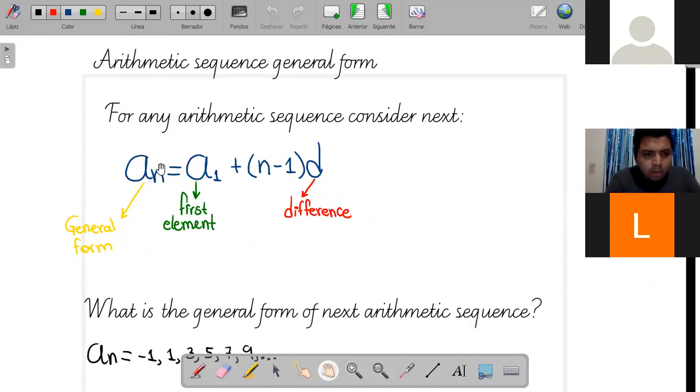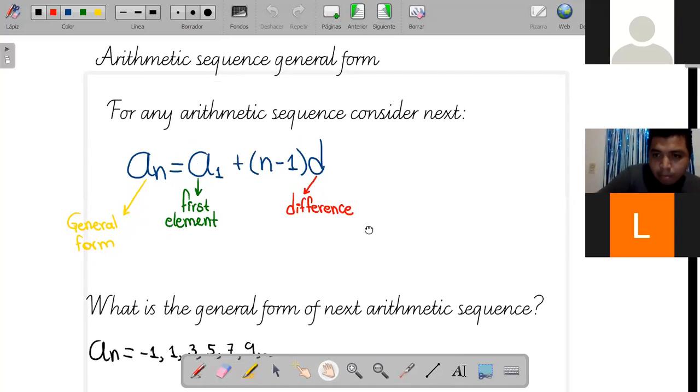A sub n, or an, means you're talking about the general form of the arithmetic sequence, and it requires the following to be described or written. The first term of the sequence, always the first term or the first element, it's very important. Then you're going to focus on making this n minus one and find the difference. Of course, the difference is something that we're going to suppose and accept, understanding that it will be followed by all the terms of the sequence.